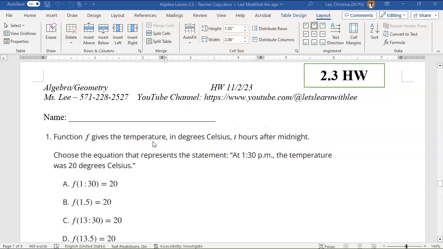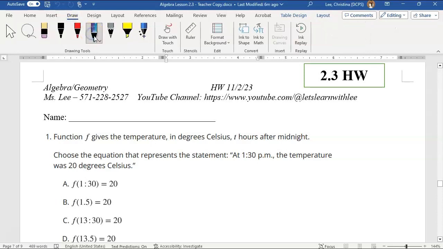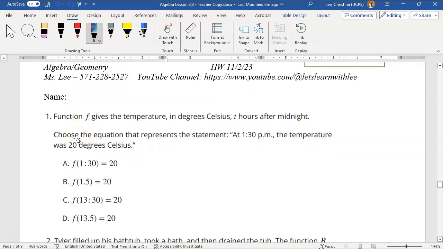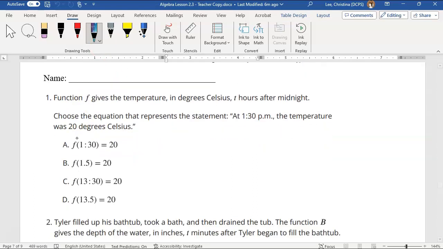So today we looked a little bit more at functions. I'm going to go over the homework and then after the homework I will go back over some of the classwork. So function f gives the temperature in degrees Celsius T hours after midnight.